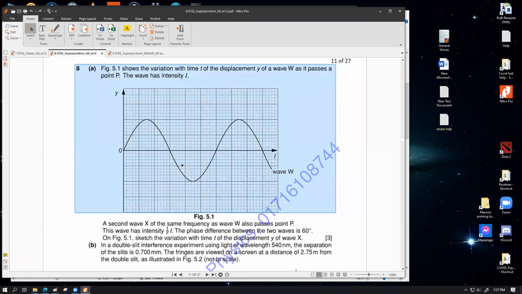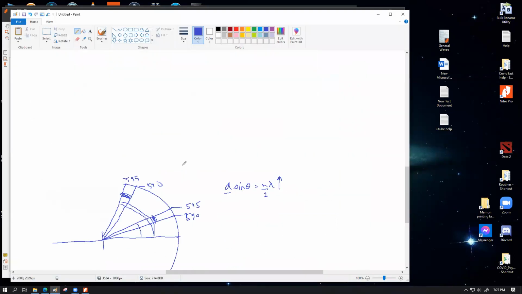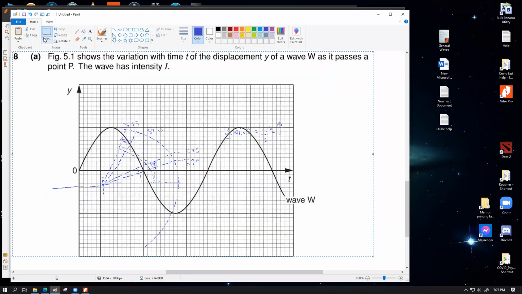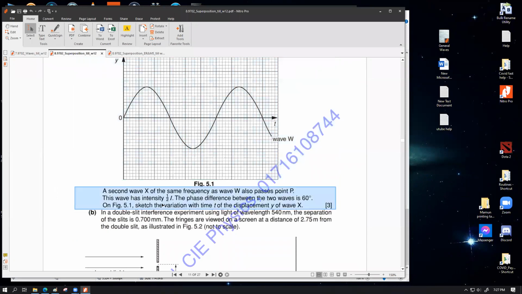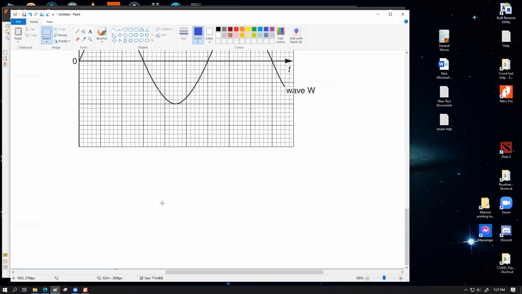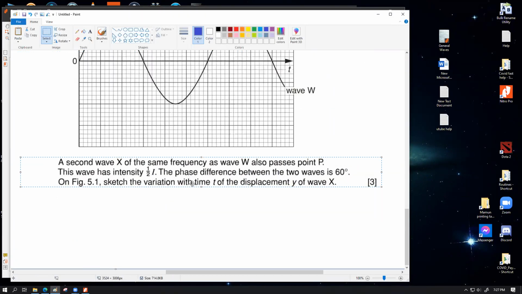Might as well copy this. I'll paste. No solution. Okay. I'll also need the question, so let's copy this question as well. So have a look at this question.